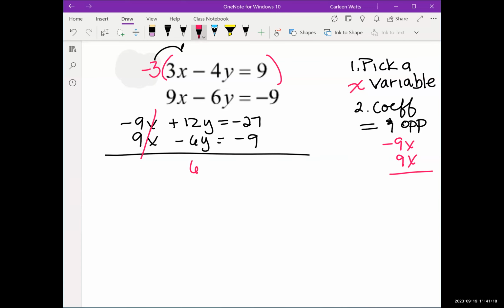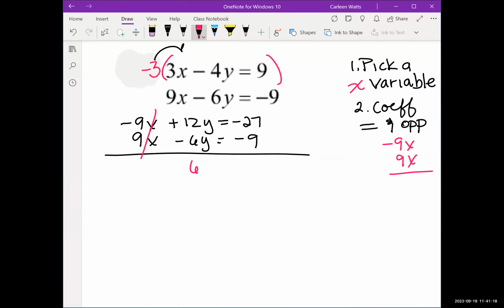Okay, so that's 3x, keep change. See how they both have negatives? Plus 24 equals 9. Subtract 24. 3x is equal to, what's 9 minus 24? All right, -15. Divide by 3. X equals -5 and Y equals -6.